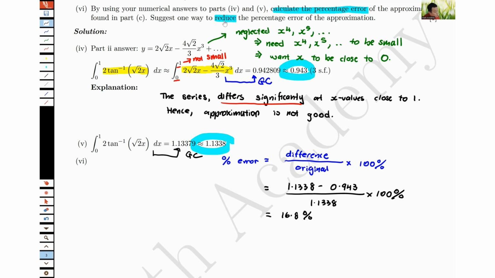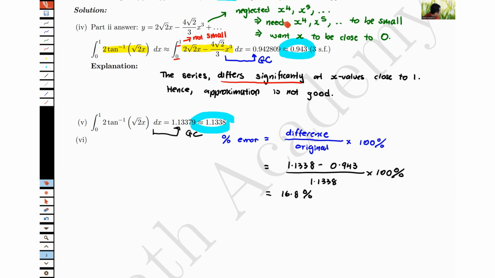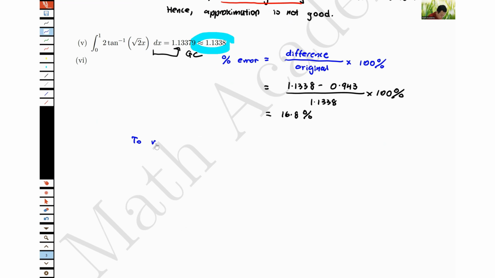How do we reduce this percentage error? How do we explain? I've talked about it here. The logic is we neglected too many terms. So the more terms you use, the better it will be. So you explain it this way: to reduce the error, we could use more terms in the expansion. You can quote certain terms, such as degree 4, degree 5, and so on.